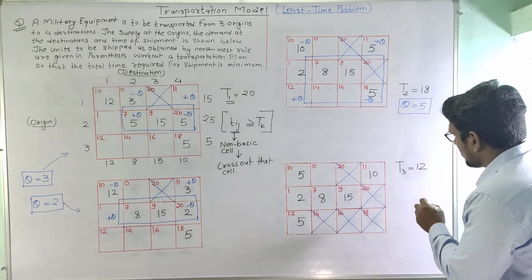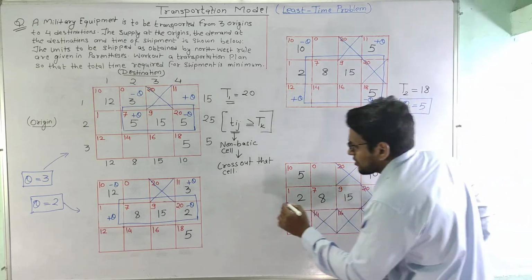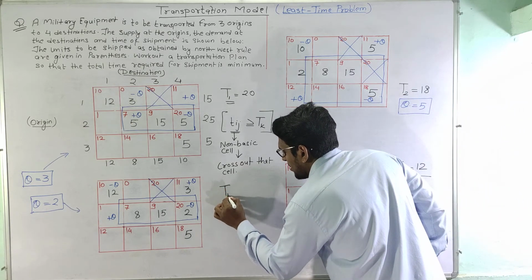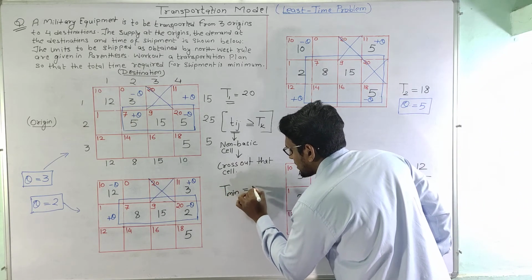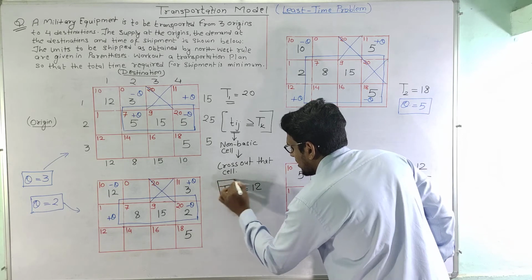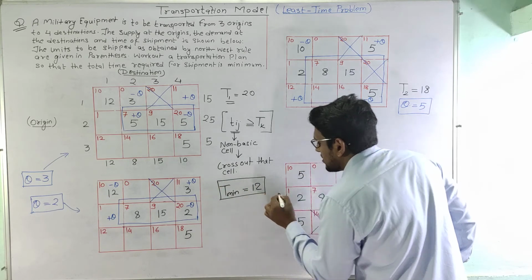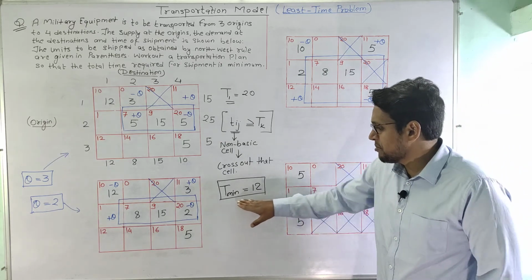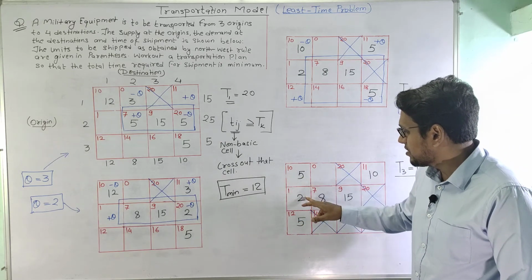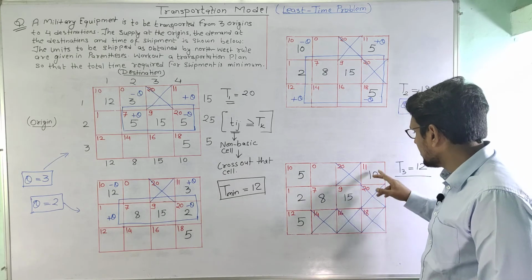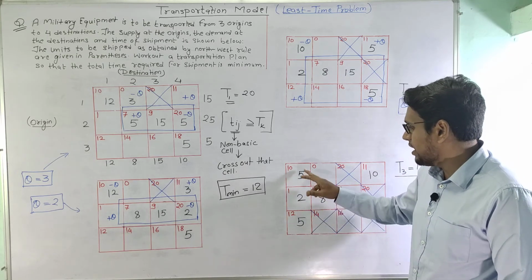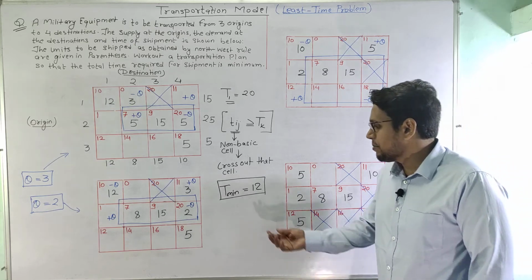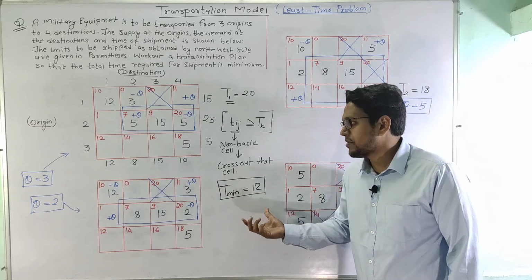So according to this, the minimum transportation time T is coming as 12, and this minimum value shows these allocations, and these are called optimal allocations to obtain the minimum transportation time.